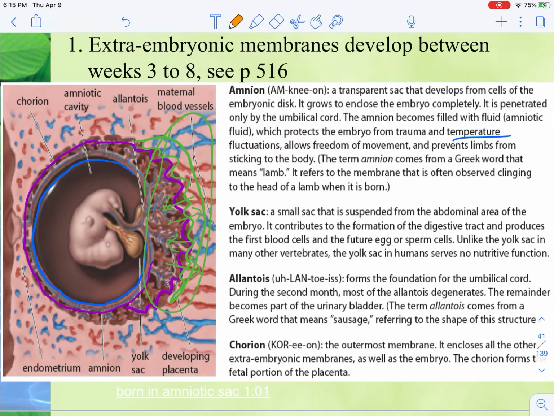The yolk sac is something you can see here. If this was an egg, we know that yolks carry the nutrition that chick will need for the whole time before it hatches. What you will have to know is that in an embryo, the yolk sac is not a nutritive structure. There's no nutrition in there. What it does do is get sucked in eventually as it develops and becomes part of the digestive tract as well. So it will form some of the blood cells and future gametes.